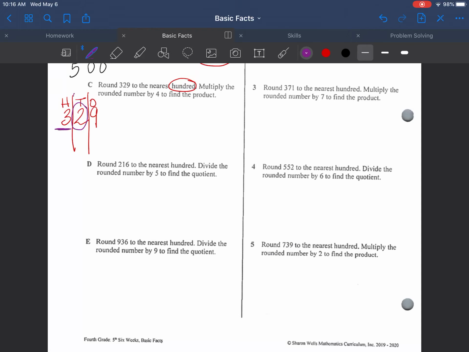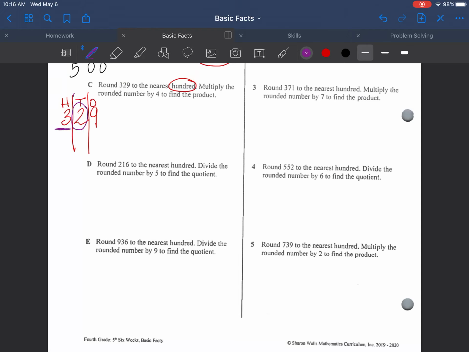Multiply the rounded number by 4. The rounded number is 300. Multiply it by 4 to find the product. 3 times 4 is 12. Quito, pongo. 1, 2, and 3, comma.